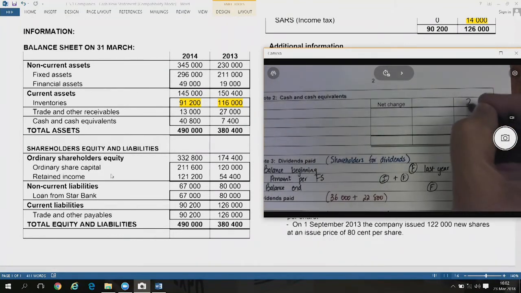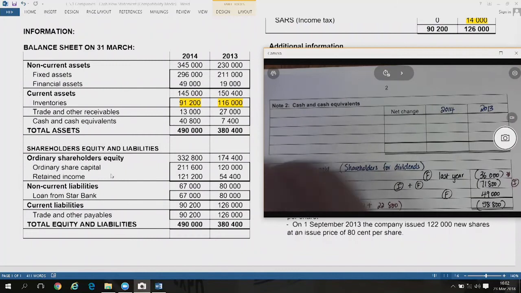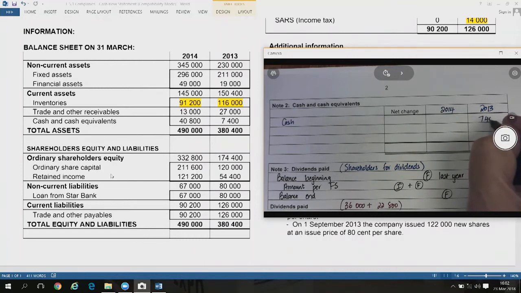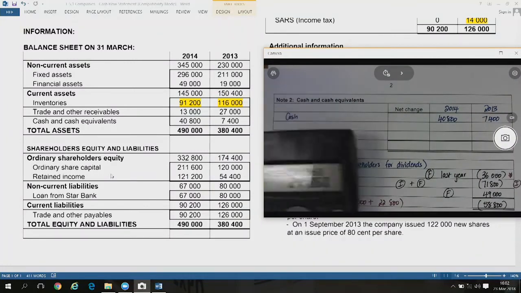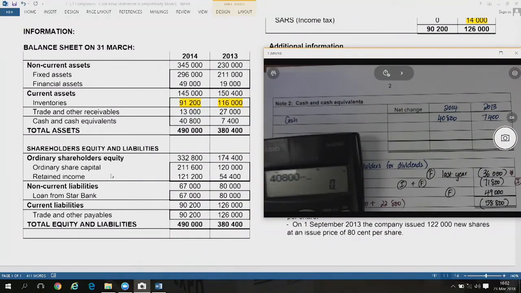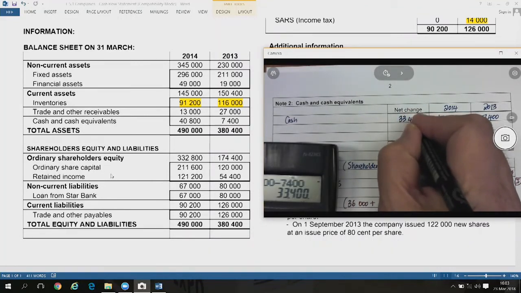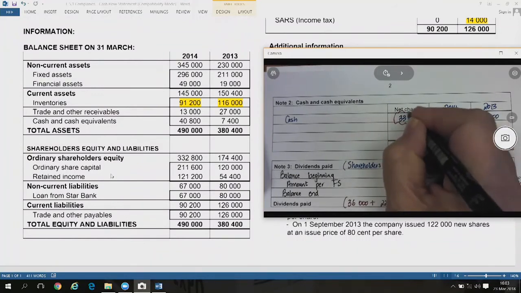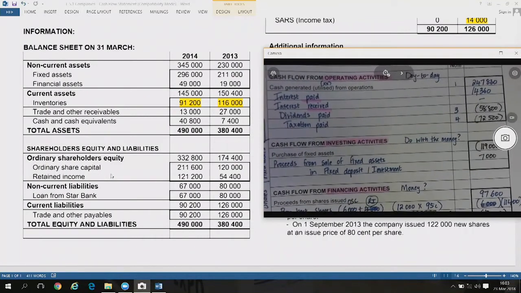So 2013 is last year, 2014 is this year, and our cash and cash equivalents change from 7,400 to 4,800. So what is 4,800? 4,800 minus 7,400. So there was 3,400 money coming in. And remember, if your cash flow statement balances, this must be your net change at the end of the year in your cash flow statement right there.